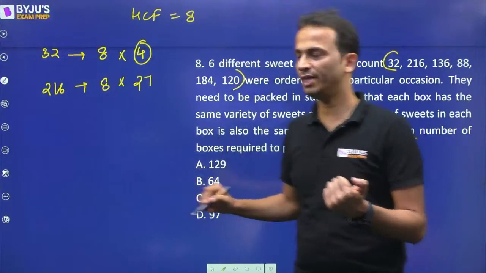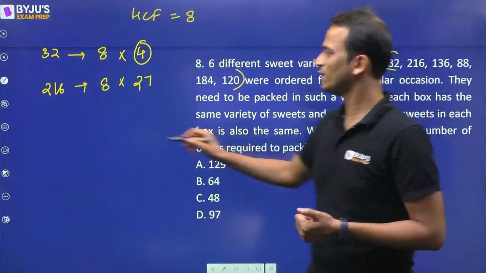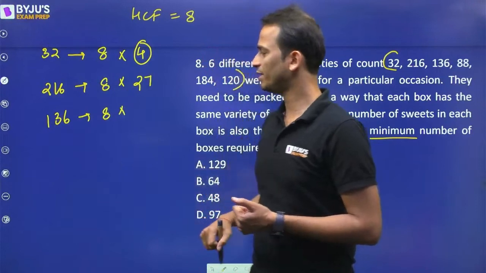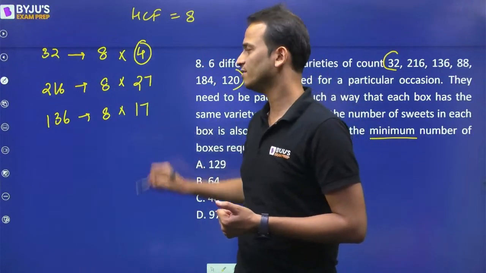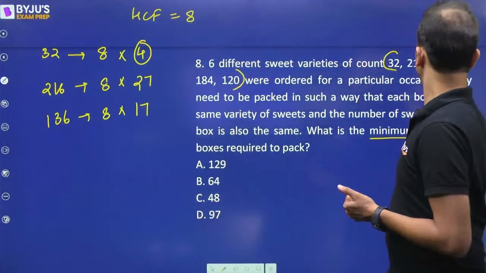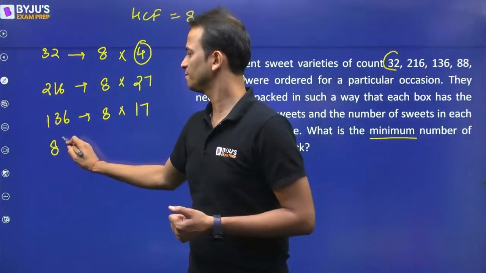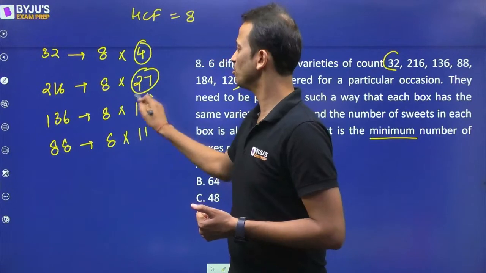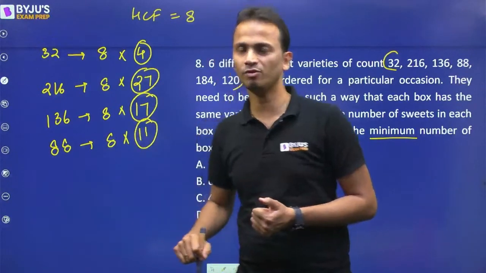27, right? 8 multiplied by 27. Then 136 can be written as 8 multiplied by 17. The next number is 88, which can be written as 8 multiplied by 11. So these are the number of boxes.